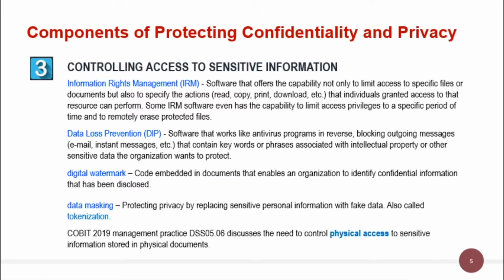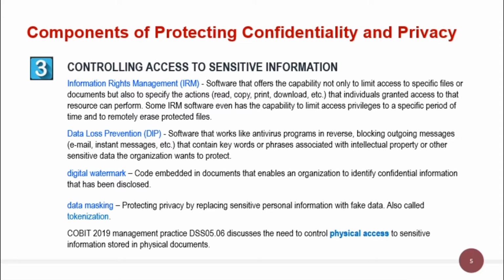Third, there is the control for access to sensitive information. There are some tools that can be used. This is software. First, we can use information rights management software. The software is offered to limit access to specific files or documents. And it can also be limited for a limited time, such as a specific period.